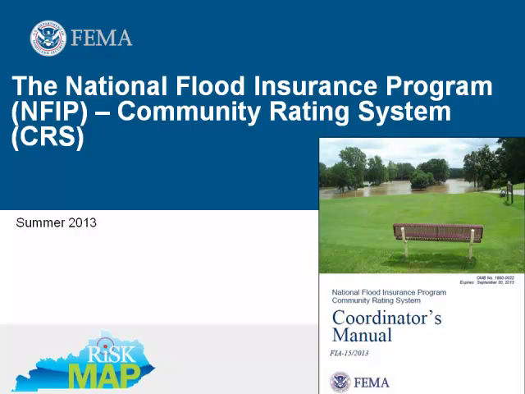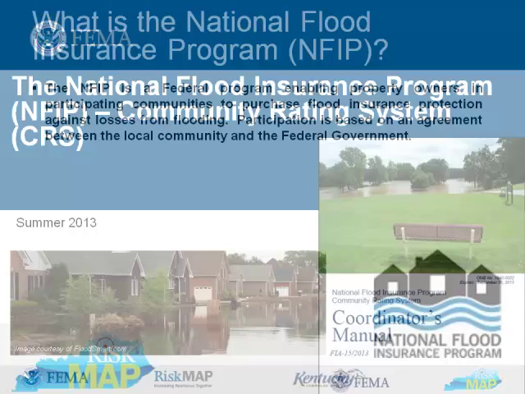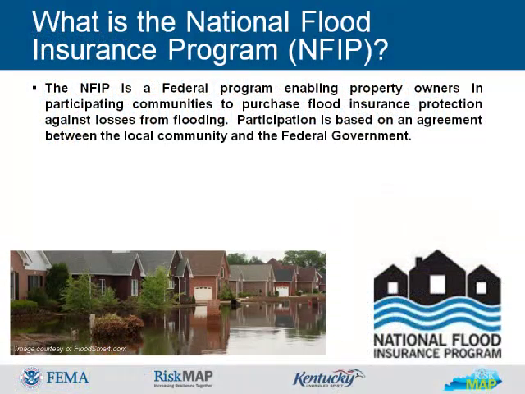The goals of the CRS are to reduce flood losses, strengthen and support insurance aspects of the National Flood Insurance Program, and promote a comprehensive approach to floodplain management. Simply stated, the National Flood Insurance Program, or NFIP, is a federal program enabling property owners in participating communities to purchase flood insurance protection against losses from flooding. Participation is based on an agreement between the local community and the federal government.